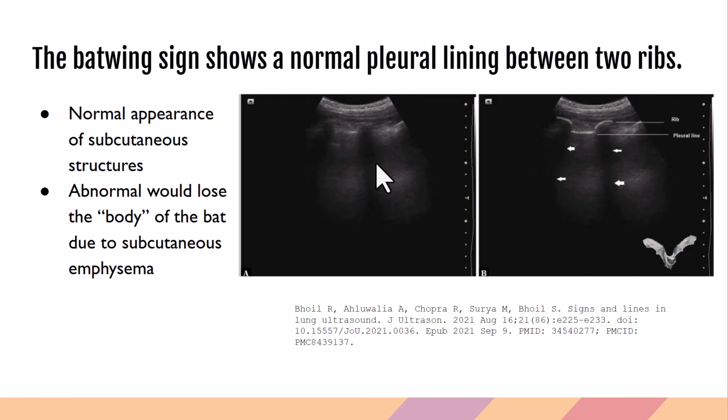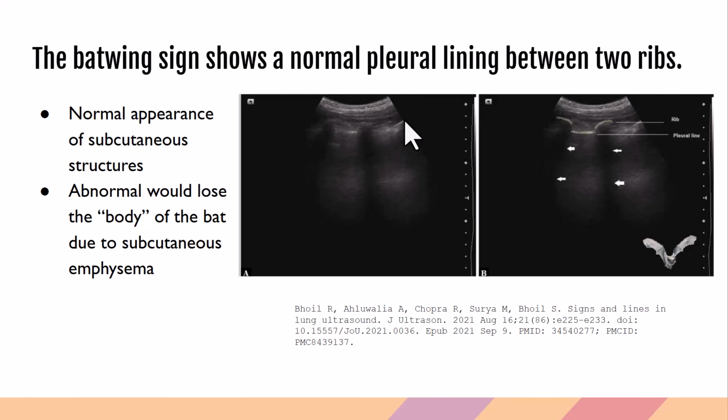So the bat wing sign shows a normal pleural lining between two ribs. Here we are looking at the anterior chest wall. The probe has been placed in the longitudinal plane, so we have two ribs in our window here. Below that is this first bright white line. This is the pleural lining. This is the space that would have fluid in it if it was abnormal. However, it is thin and it is normal.